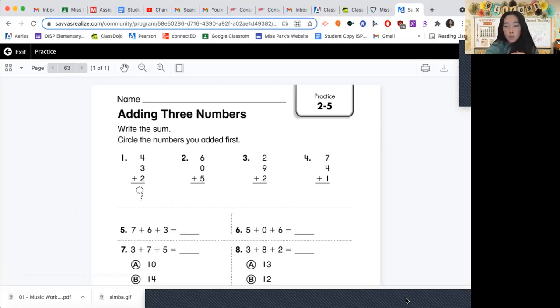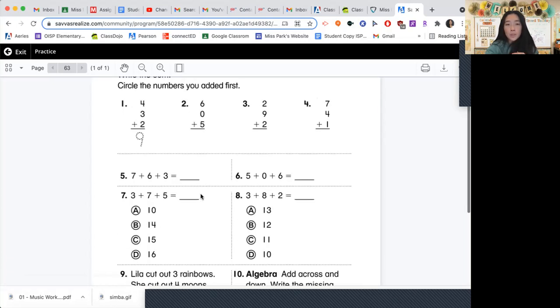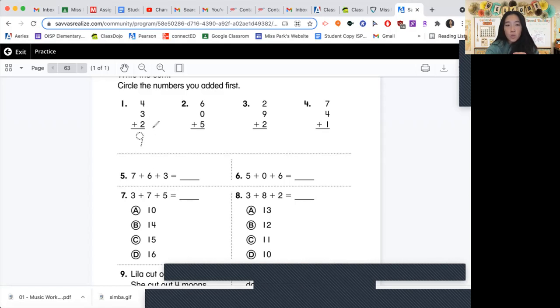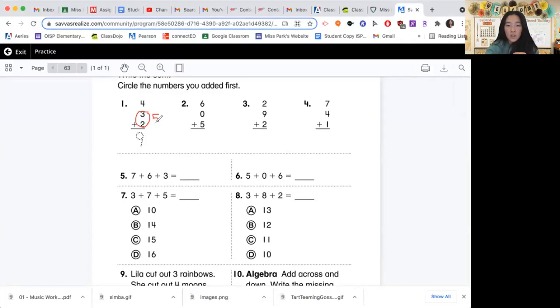All right. So for number 1, 4 plus 3 plus 2. So you can either add 4 plus 3, you can add 4 plus 2, or you can add 3 plus 2. I'm just going to add 3 plus 2 because I know that one's very simple to me. So what you can either do is circle 3 plus 2 and then write 5 next to it. And then you know that 4 plus 5 equals 9.